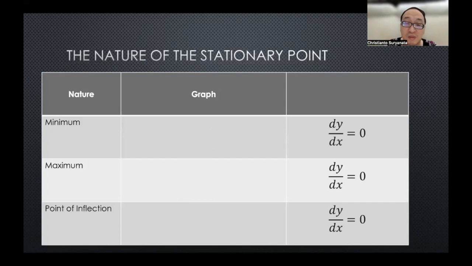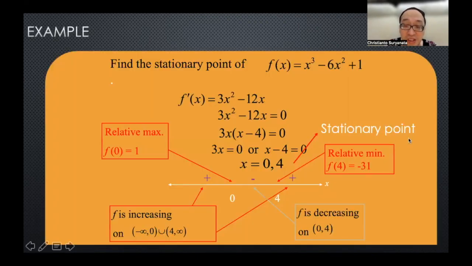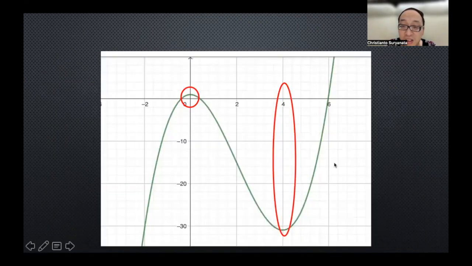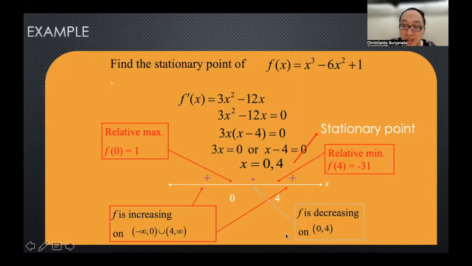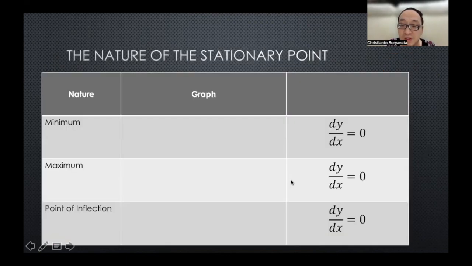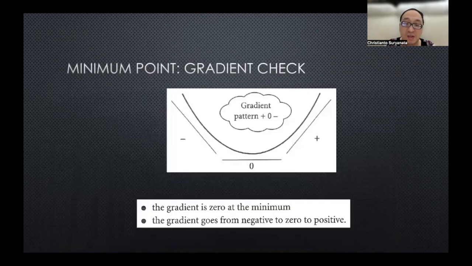And if we look at the previous example, you can see the minimum point here at (4, -31). You can see the gradient sign is negative, 0 at the stationary point, and positive after the stationary point. This is a minimum point.